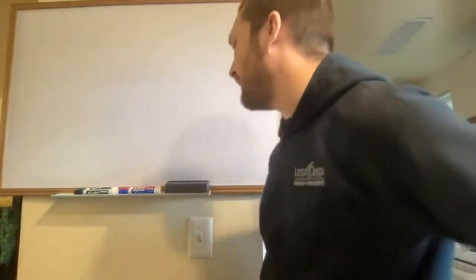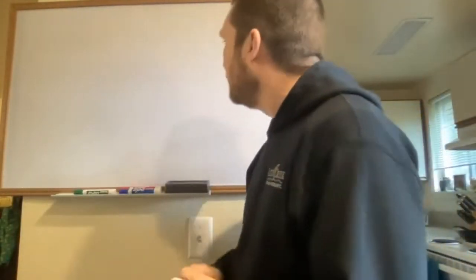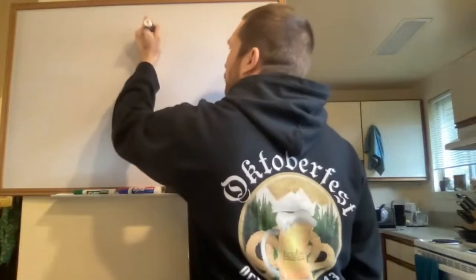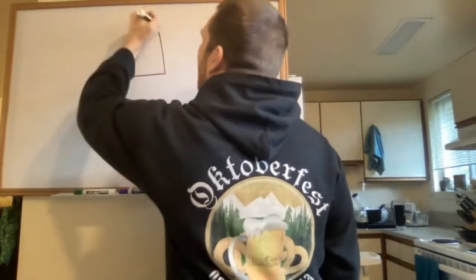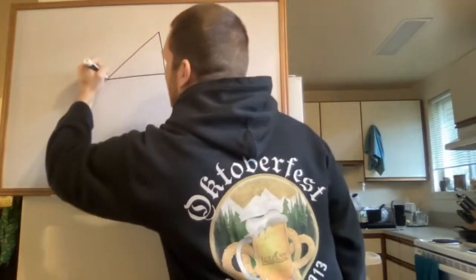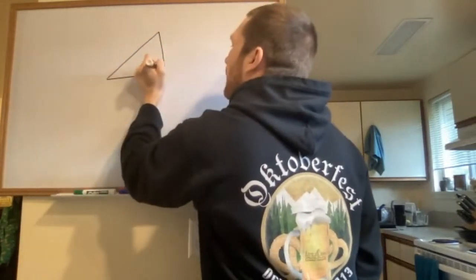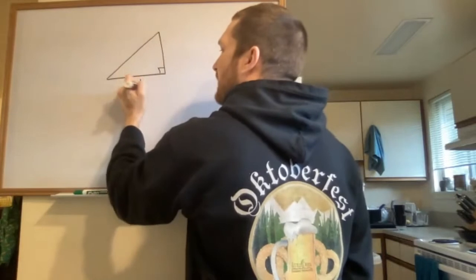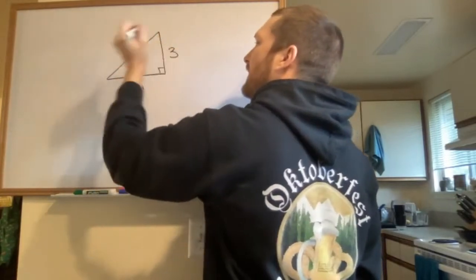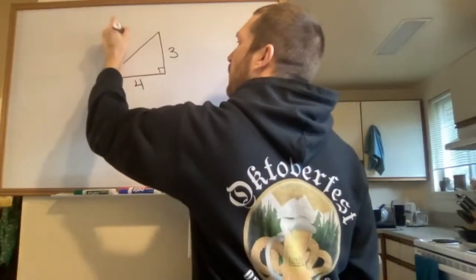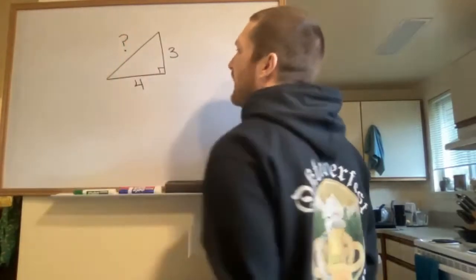Before we even talk about what we're talking about today, I'm gonna ask you a question. Let's say that I drew, well, I did just draw a right triangle, and let's say that its sides are 4 and 3, and I want to know what is the length of this guy right there.